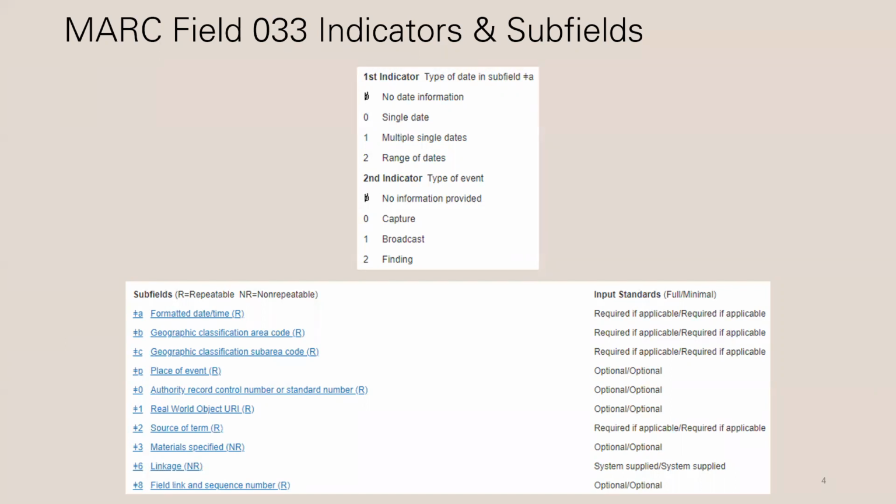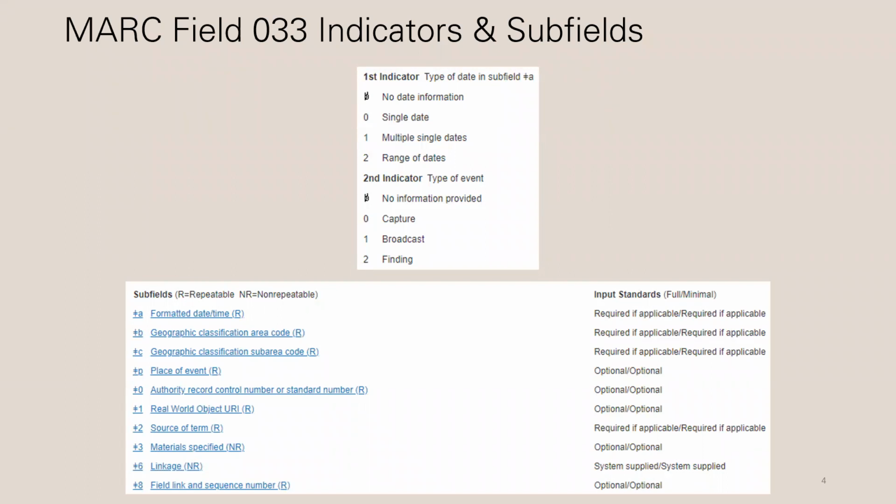For the second indicator, blank means that no information is provided. 0 as the second indicator is for a capture date. The information is about the recording of sound, the filming of images, or the production or creation of an item. 1 as the second indicator is for a broadcast date. The information is about the broadcast or rebroadcast of sound by radio or images by television. 2 as the second indicator is a finding date. The information is about the finding of a naturally occurring object.